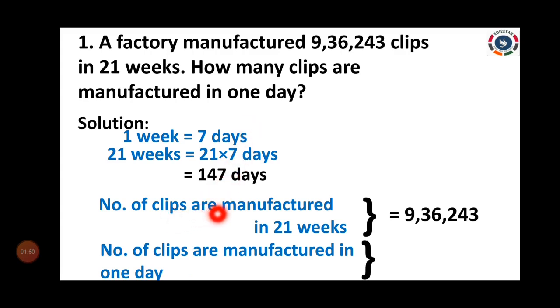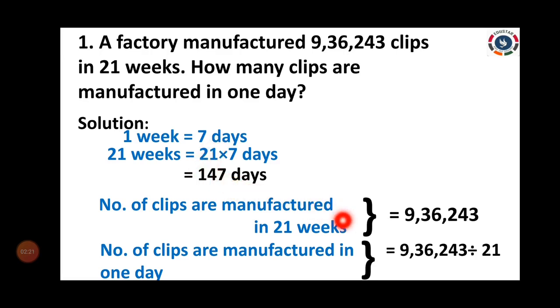What we have to do? Already I told that when more values are given and they are asking to find one thing, we divide the values. So number of clips manufactured in 21 weeks divided by 21 weeks: 9,36,243 divided by 21 weeks. That weeks we want to convert into days. Already we converted it here.